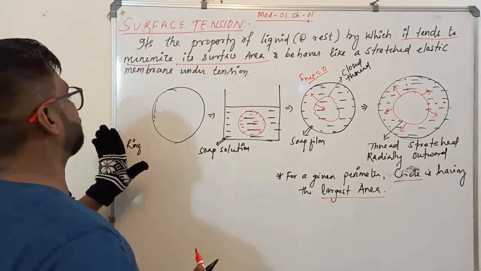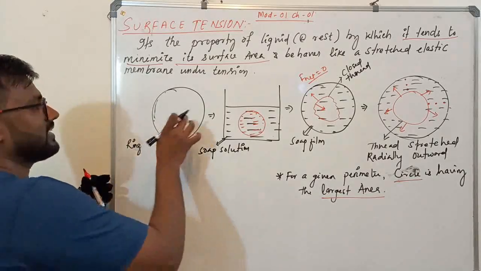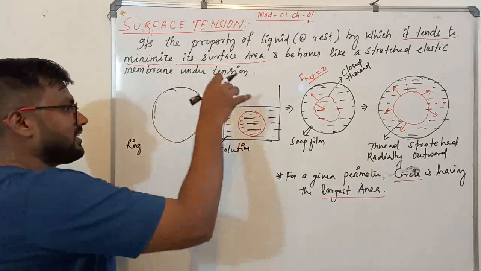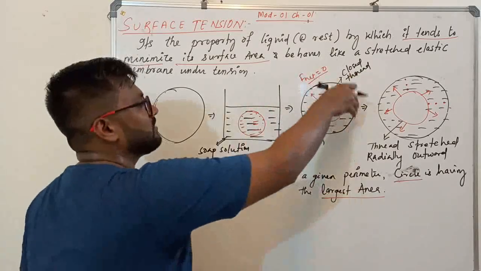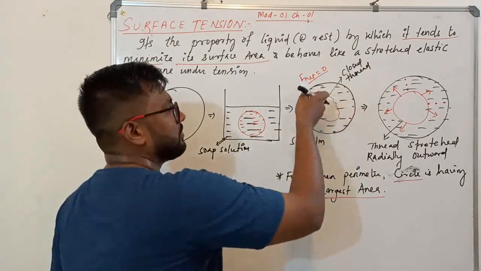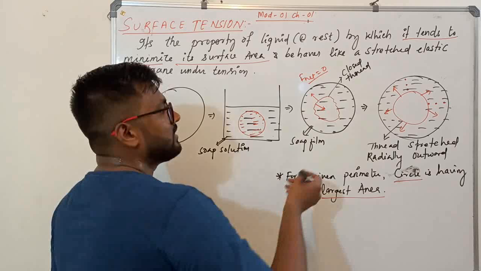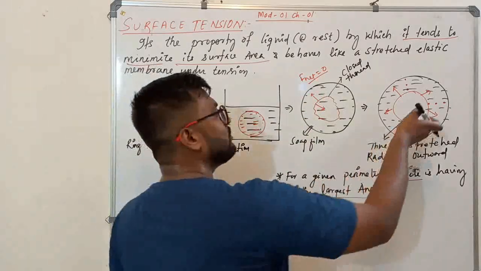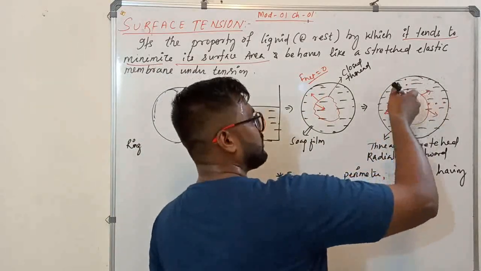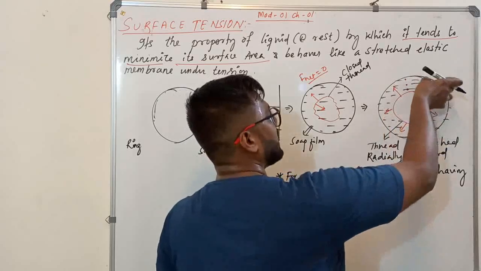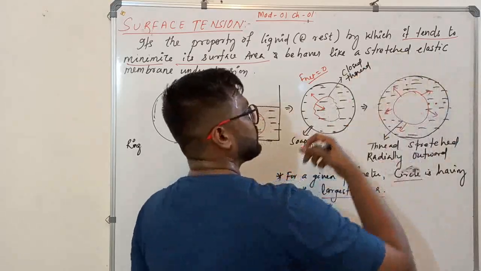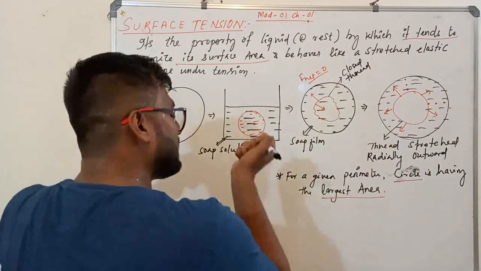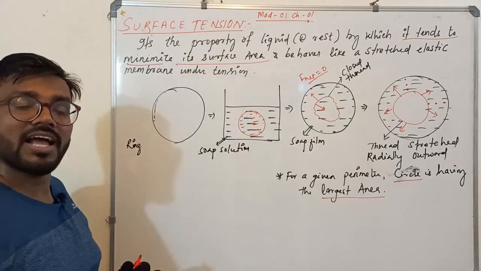So, we took a ring. The ring we have dipped into the soap solution. Then we took it out. When we took it out, the ring had formed a soap film, and we kept a closed thread here. Then we burst the closed thread. After that, we found there is a circular section. That means the surface area has been reduced by the water molecules because of the cohesive forces, and they try to occupy as little area as possible.